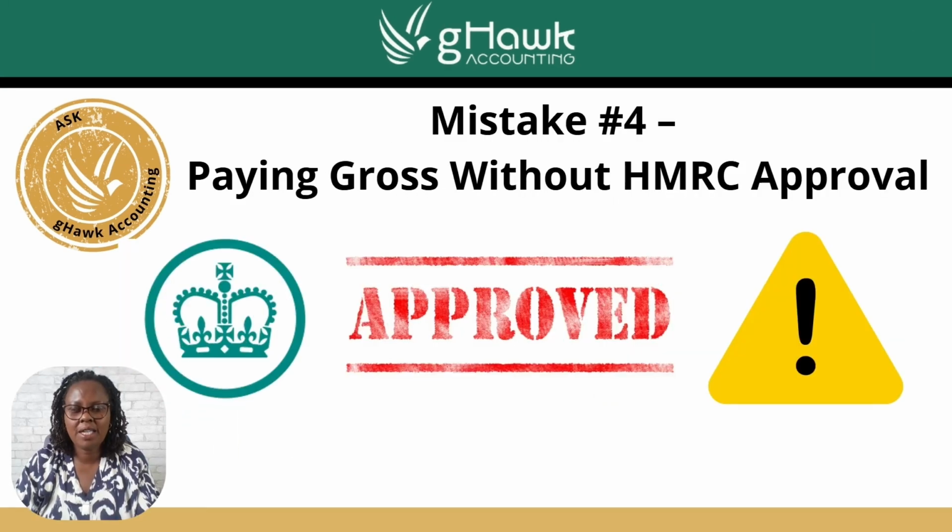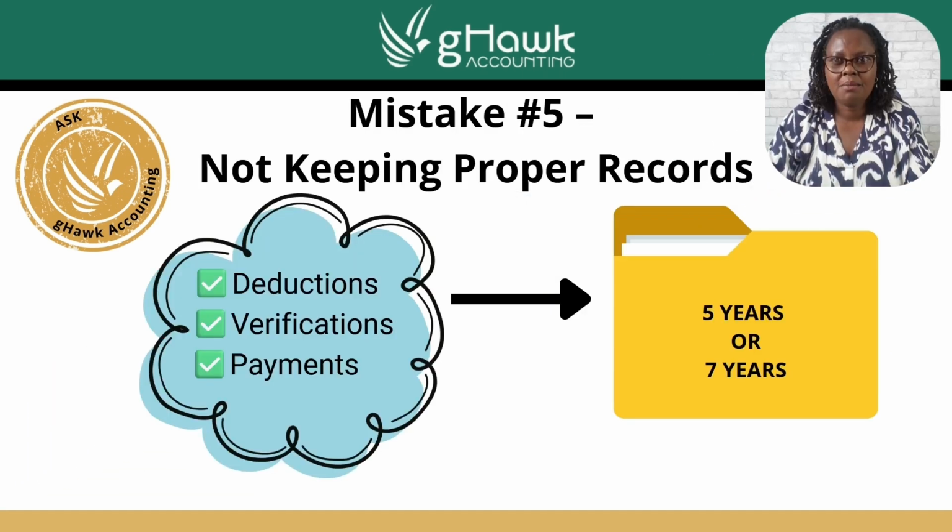Mistake number 4 is paying gross without HMRC approval. Every subcontractor I know wants to be paid without deductions, but only subcontractors with gross payment status can be paid without CIS deductions. Never assume. Check their status first. HMRC sees this as a serious compliance issue and can levy a fine or raise an investigation.